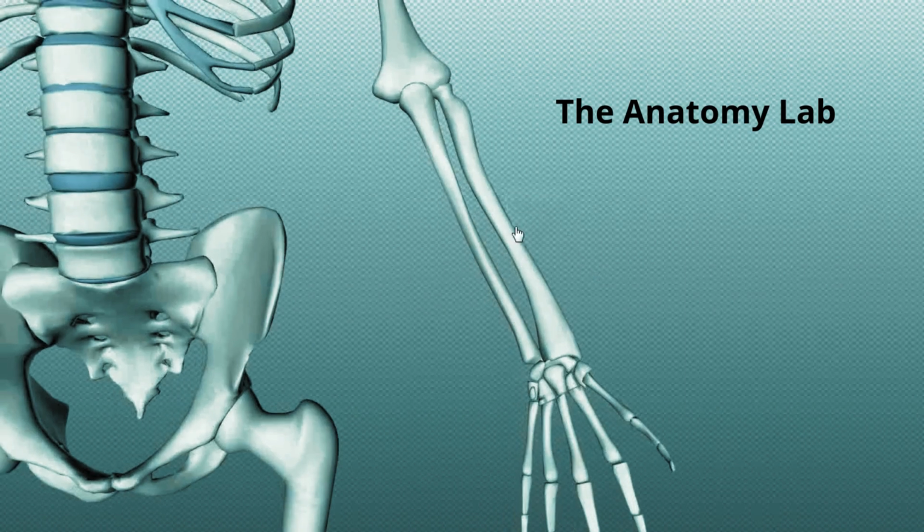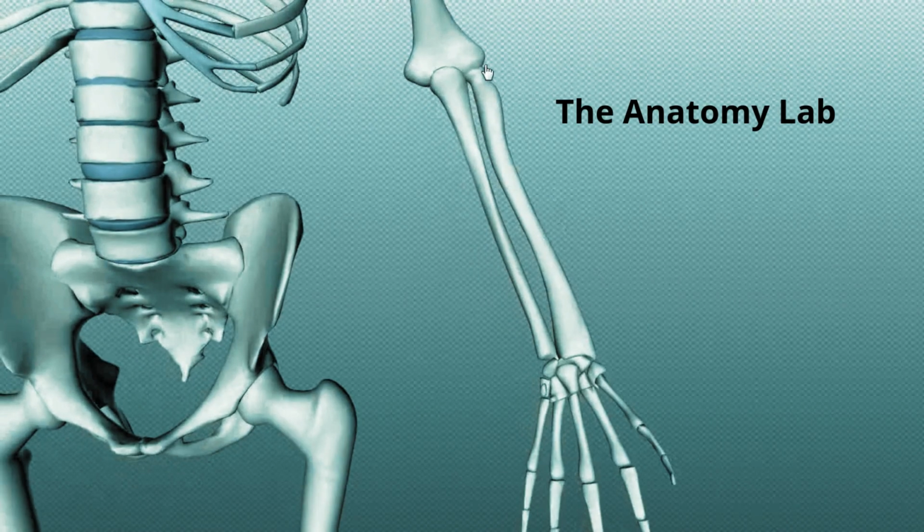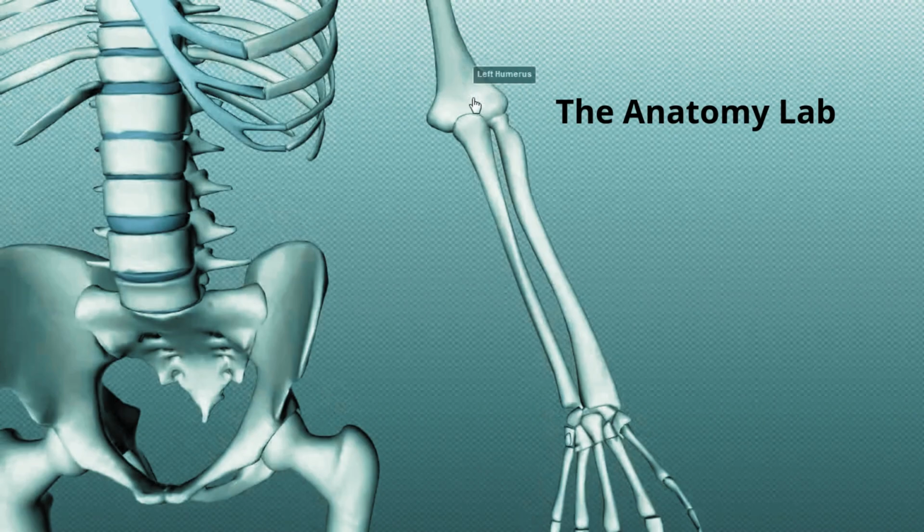Okay, so this is a quick tutorial on the radius and ulnar bones of the forearm. So the radius bone is this bone here, and it lies laterally in the anatomical position. The ulnar is this bone which lies medially in the forearm, and these two bones articulate distally and proximally with each other, and proximally they also articulate with the humerus.